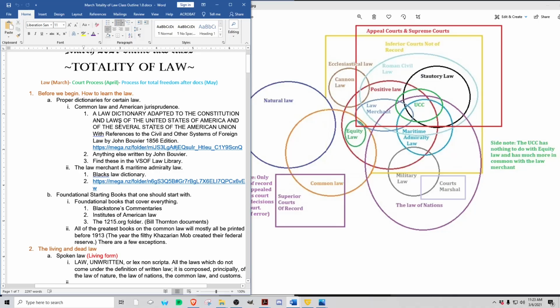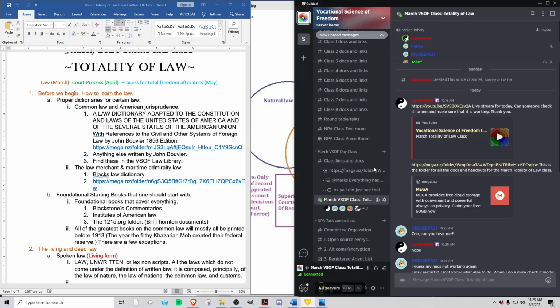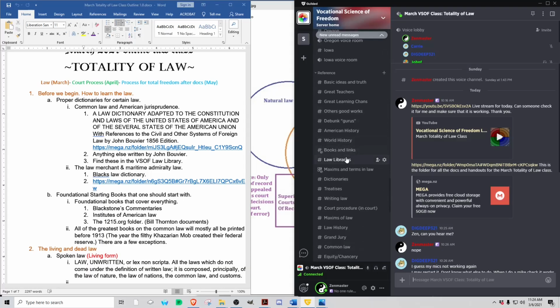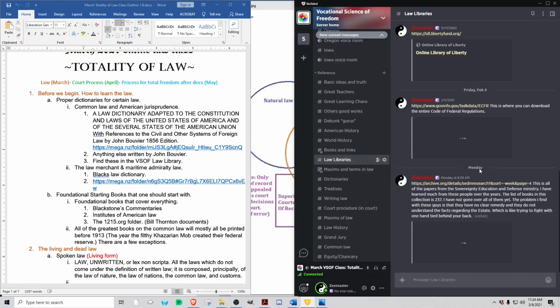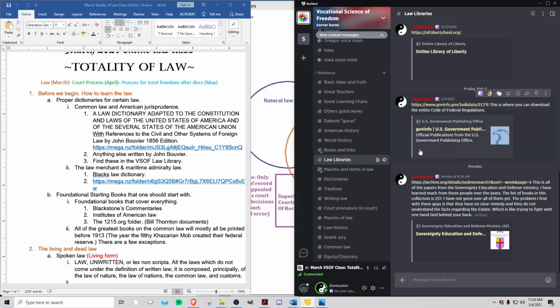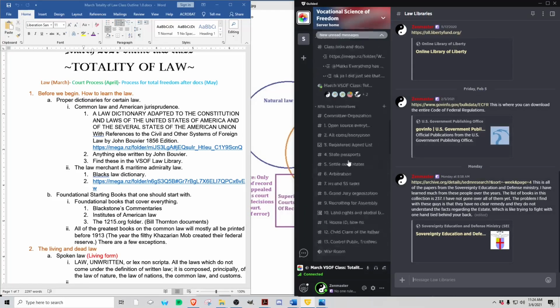And everyone can find the entire copy of this law dictionary on this mega link, which is part of the Vocational Science of Freedom free online law library, which everyone gets to have for free. That's simply on the VSOF Gilded server. You can look at the links there, and on the Gilded server, the online law libraries are under the reference section for law libraries. That's also where you can find many other links to other law libraries that are not things I've put up, but that other people have found over the years.